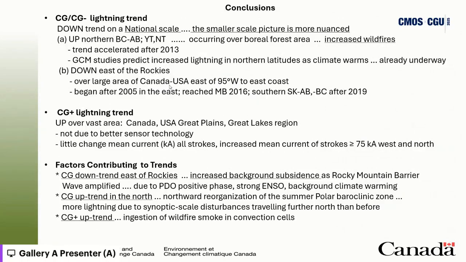So I summarized those three things. Rocky Mountain barrier wave contributing to the downtrend east of the Rockies, uptrend in the north due to reorganization of the summer polar front zone, then the uptrend in positive lightning due to ingestion of wildfire smoke in convection cells. And that's it. Thank you very much. That's the end of the talk.